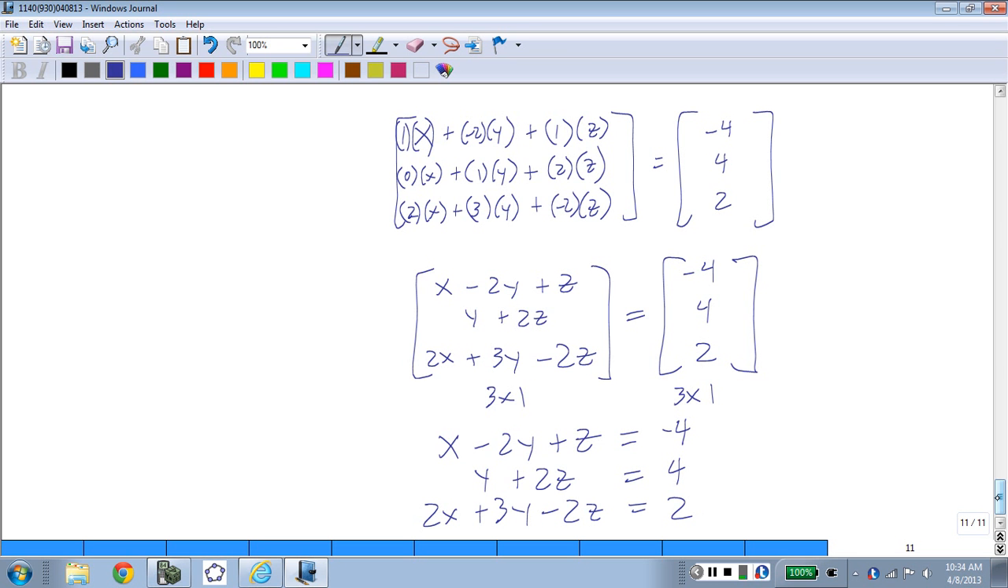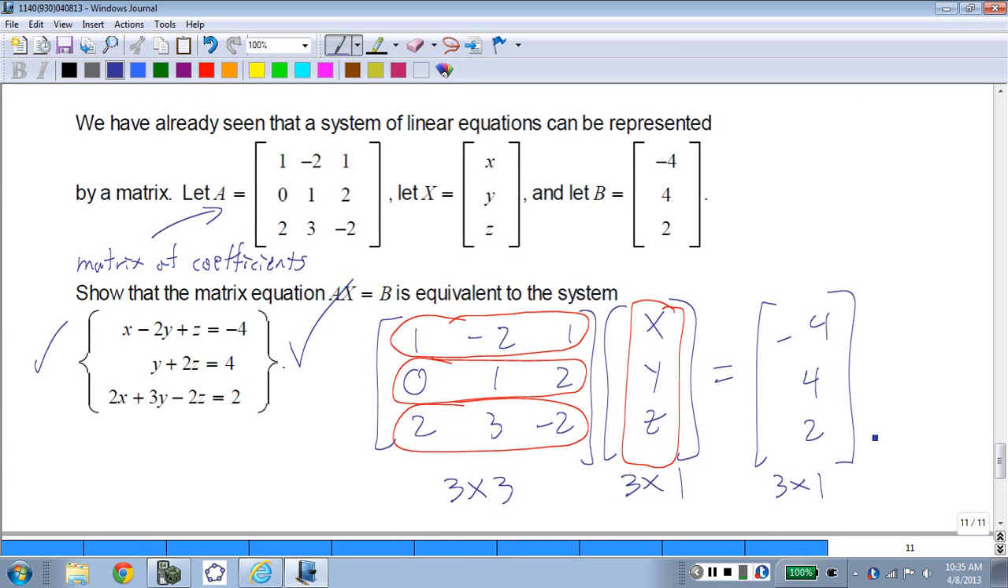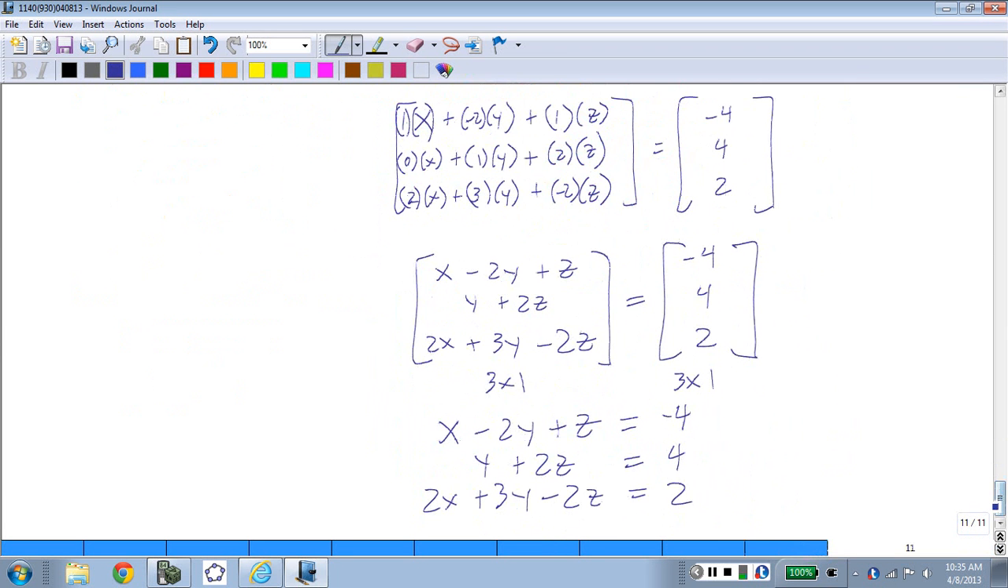So, back up here. For these 3 matrices, when we say A times x equals b, what we're really saying is x minus 2y plus z equals negative 4, y plus 2z equals 4, and 2x plus 3y minus 2z equals 2. It's 2 really different looking ways of saying exactly the same thing.